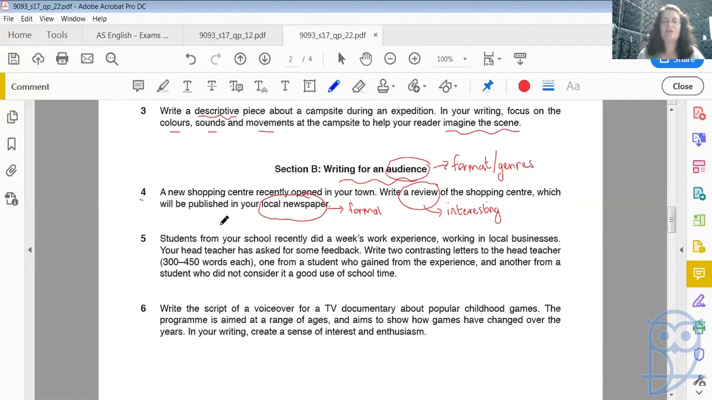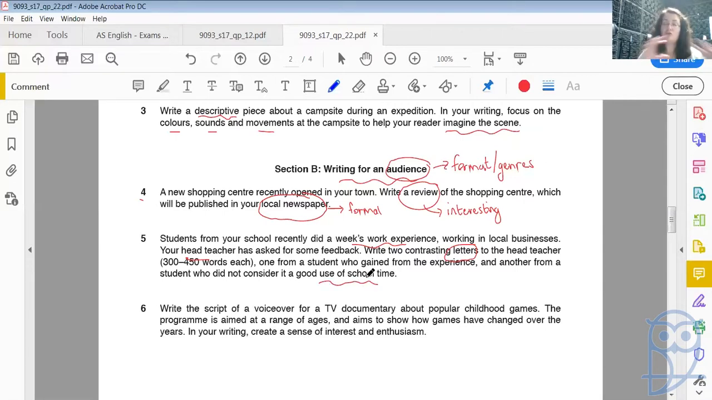Then number 5, students from your school recently did a week's work experience working in local businesses. Your head teacher has asked for some feedback. Write 2 contrasting letters to the head teacher of 300 to 450 words each. One from a student who has gained from the experience, okay, a week's work experience, and another from a student who did not consider it a good use of school time.